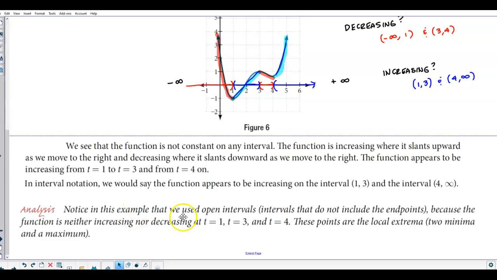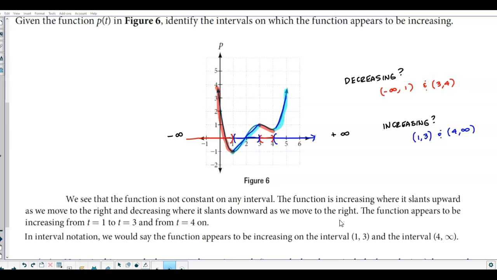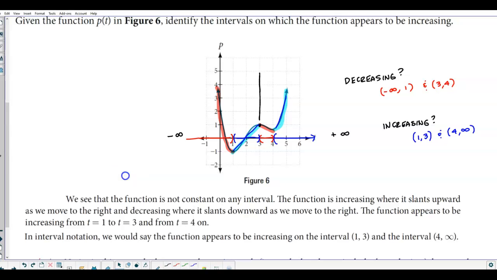Notice in this example that we used open intervals, intervals that do not include the endpoints, because the function is neither increasing nor decreasing at t equals 1, t equals 3, and t equals 4. These points are the local extrema, meaning the minima and maximum. So let's take a look at the ordered pairs here. The ordered pair here is (3, 1). The ordered pair here is (1, -1).